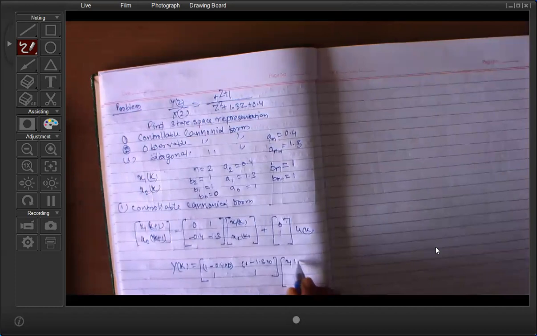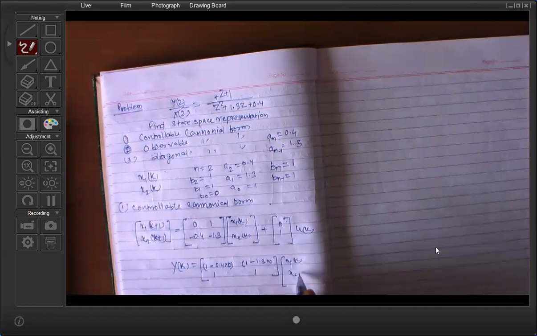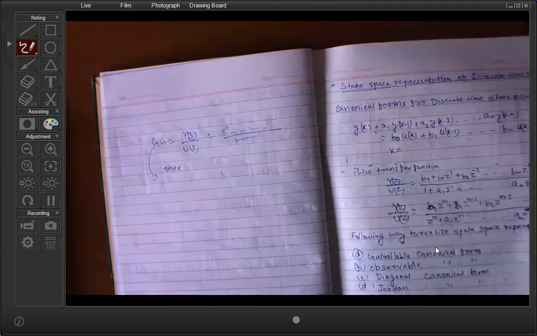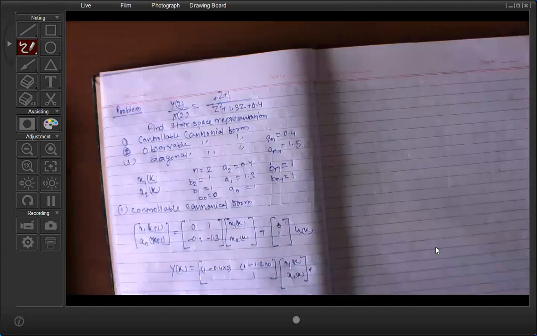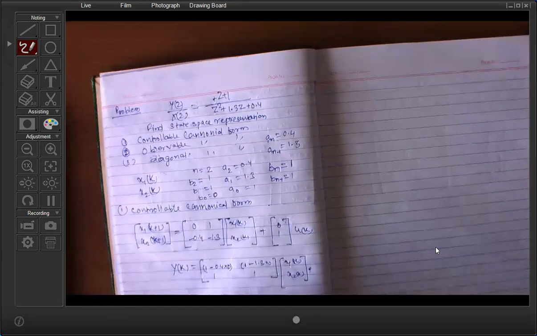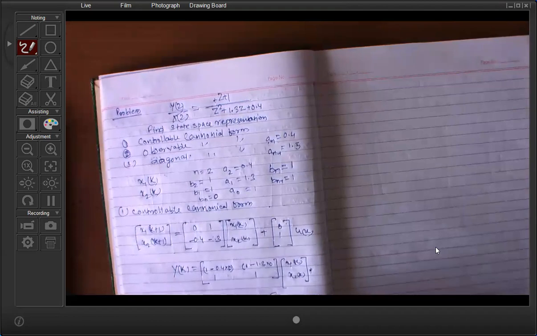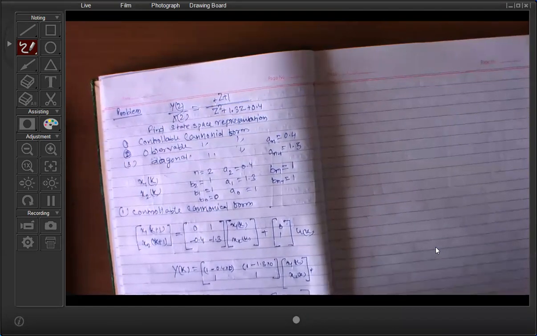So y(k) is equal to [1 1] times x1(k), x2(k), plus what is the D matrix? The D matrix is equal to b0. There is no b0, so b0 is equal to 0. So simply y(k) is equal to [1 1] times x1(k), x2(k). Any doubt?